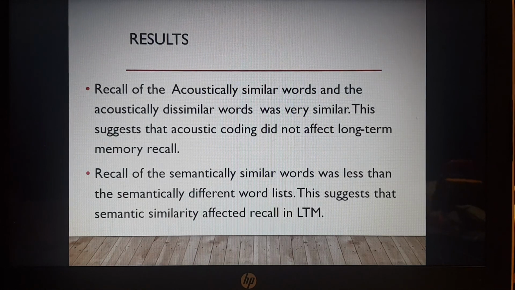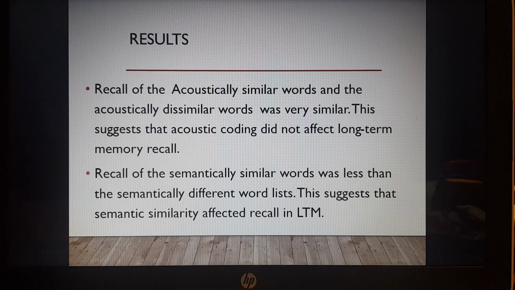Results. Now, the recall of the acoustically similar or similar sounding words and the words that didn't sound the same was very similar. So there wasn't really much difference between conditions 1 and 2. And what this suggests really is that acoustic coding, so according to sound, did not really affect long-term memory recall.